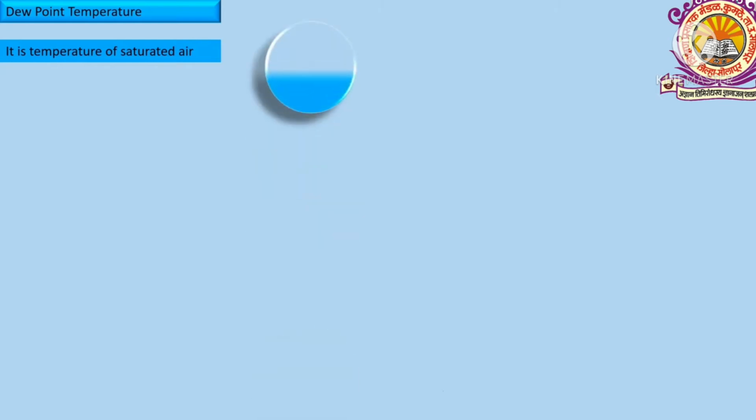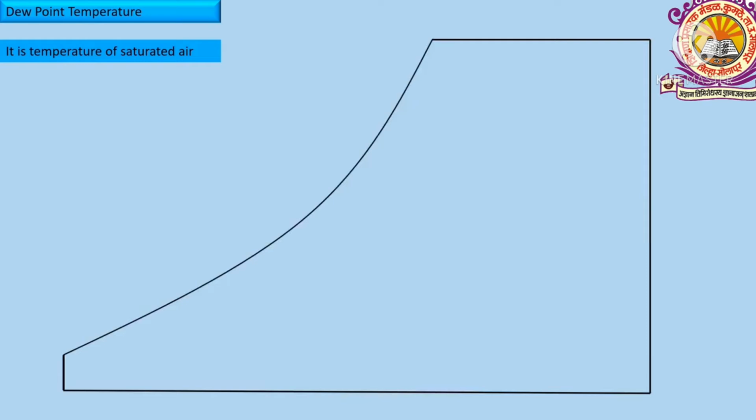Now we will move to the next property, that is the dew point temperature. It is the temperature of saturated air. What is saturated air? Saturated air is air which holds the maximum amount of water vapor, and the temperature of that saturated air is known as the dew point temperature. That is, the saturation temperature is nothing but the dew point temperature, which is measured on the saturation line. Wet bulb temperature is also measured on this line, and dew point temperature is also measured on this saturation line. The saturation line has 100% humidity.